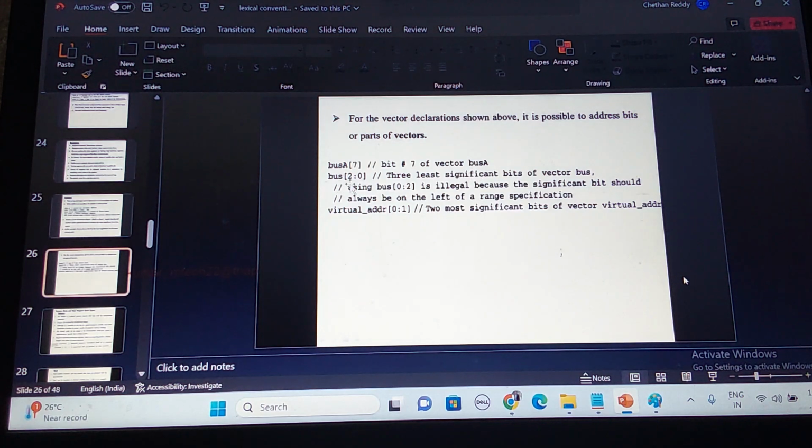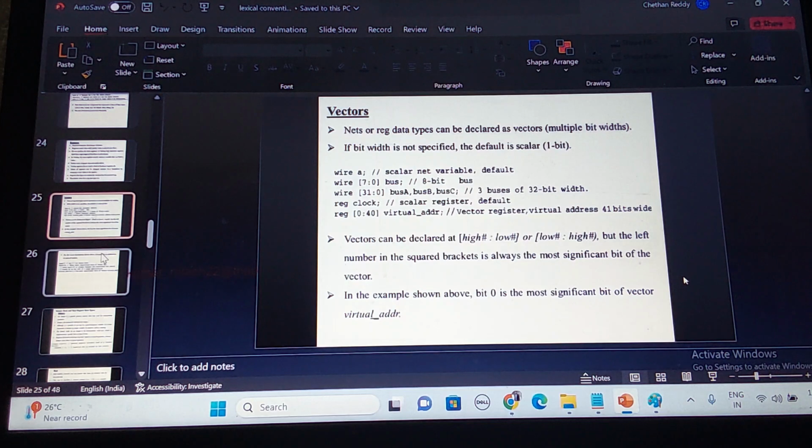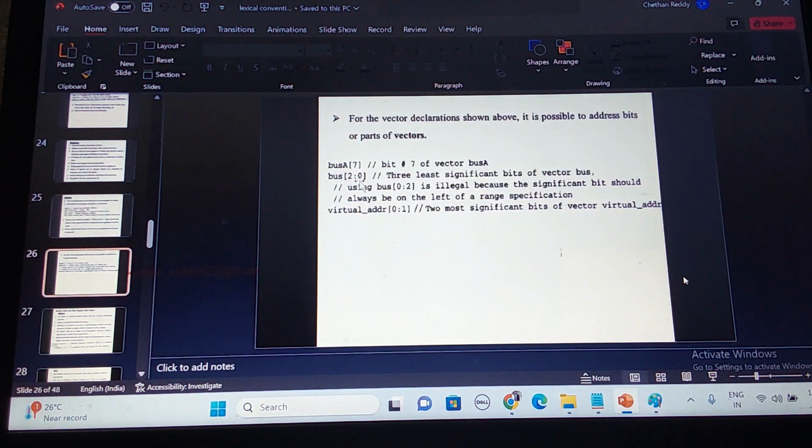What about bus 2 down to 0? You can see this is bus 7 down to 0. If I use bus 2 down to 0, is it giving the least significant bits or most significant bits? In bus 7 down to 0, which one is the MSB? 7. The LSB is 0. If I use bus 2 down to 0, it gives the 3 LSBs: bus of 0, bus of 1, bus of 2. So, the 3 least significant bits of the vector.